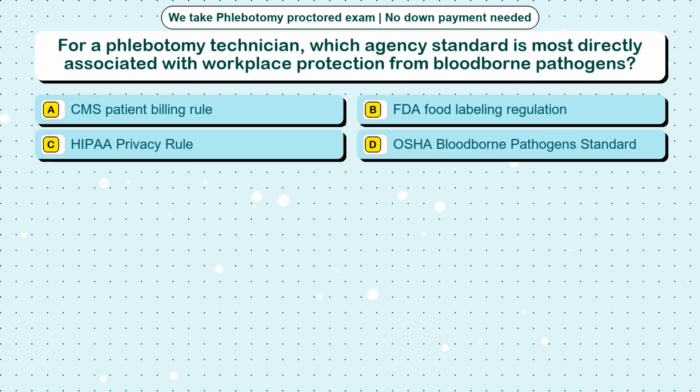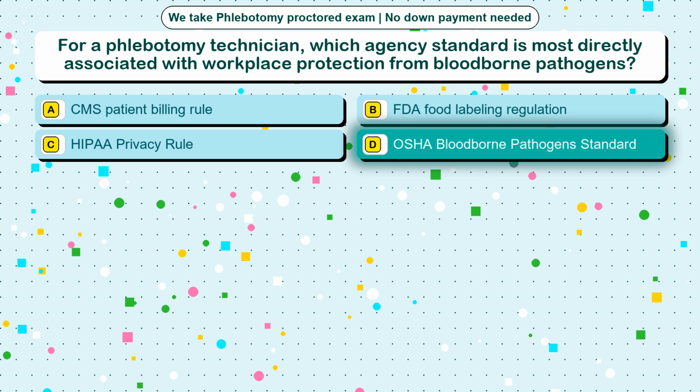Question 71. For a phlebotomy technician, which agency standard is most directly associated with workplace protection from bloodborne pathogens? Option A. CMS Patient Billing Rule. Option B. FDA Food Labeling Regulation. Option C. HIPAA Privacy Rule. Option D. OSHA Bloodborne Pathogens Standard. The correct answer is option D, OSHA Bloodborne Pathogens Standard.